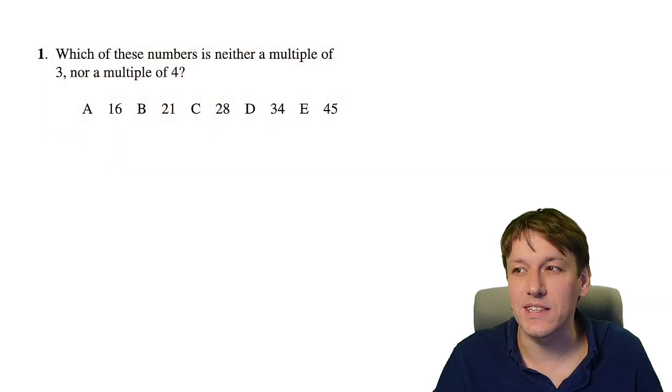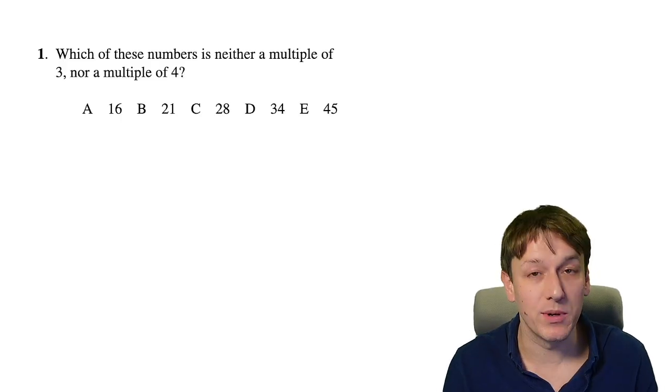I'll put timestamps below so you can jump to the questions you need, or if you'd like to work through the whole paper with me here, then we'll start at question 1 and you can pause the video at the start of each solution. Which of these numbers is neither a multiple of 3 nor a multiple of 4?